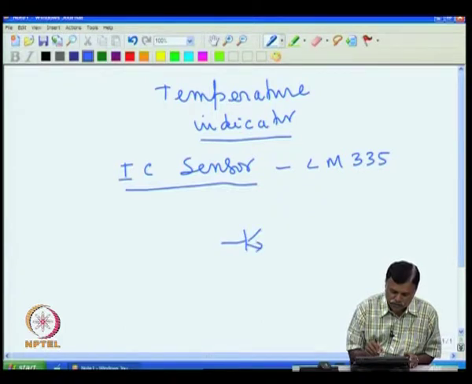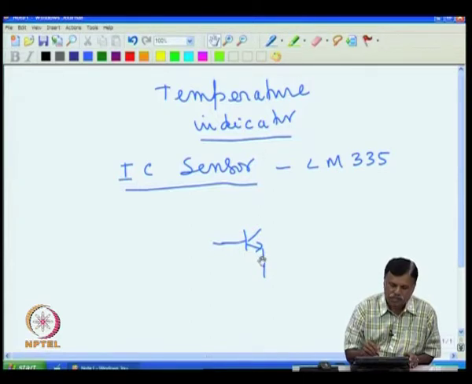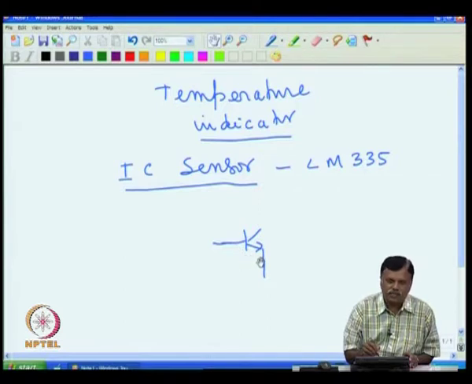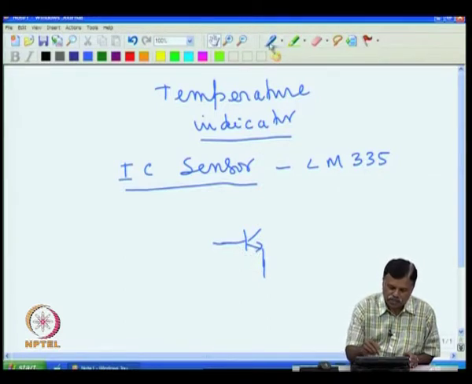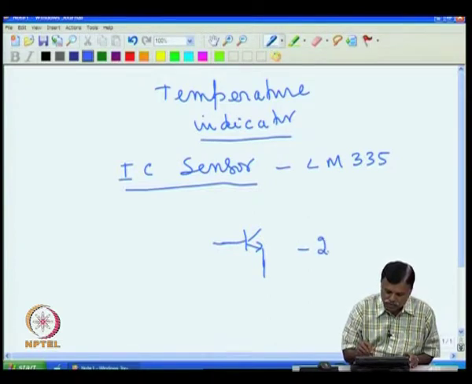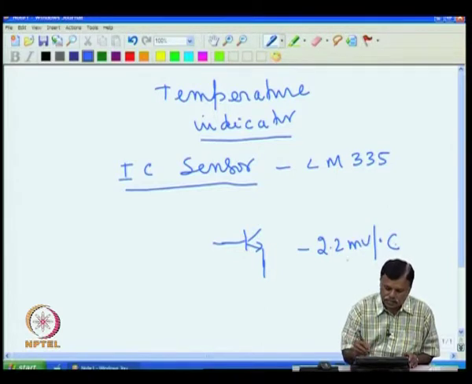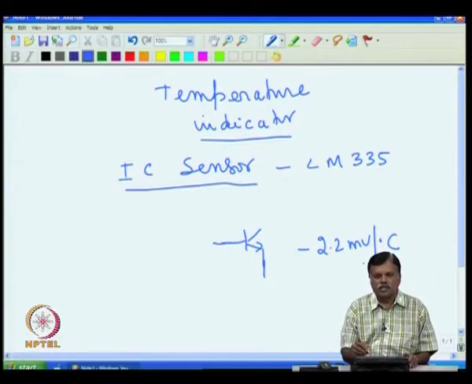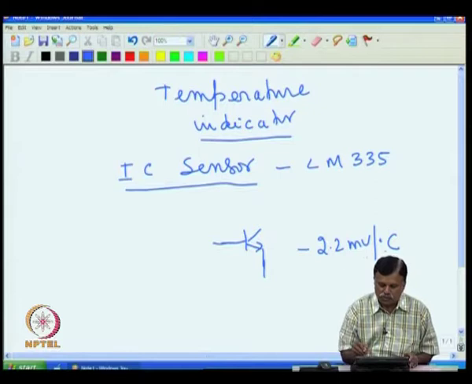transistor and look at the base emitter voltage, we know that between base and emitter, when it is forward biased, we have around 0.6 volt. This forward bias voltage changes with temperature. We know the temperature coefficient of that is minus 2.2 millivolt per degree C. That means for every 1 degree temperature rise, you will have a voltage drop of 2.2 millivolt per degree C.